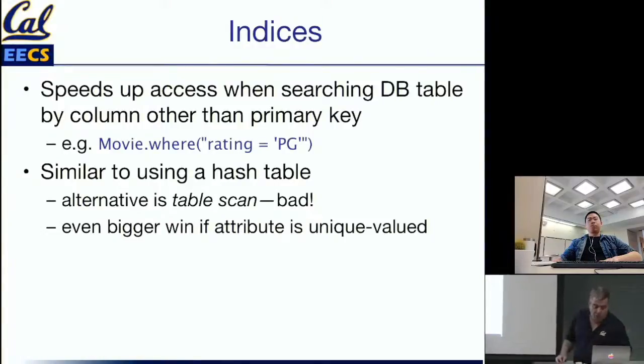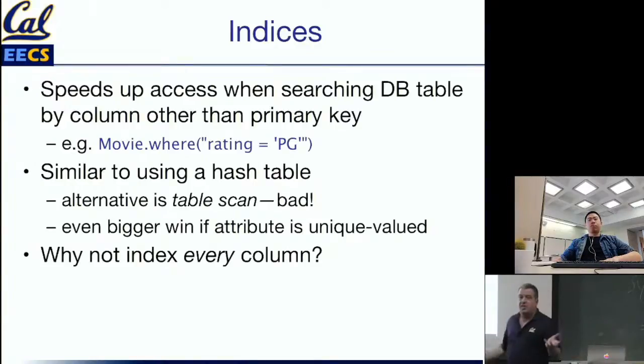So if indices are so great, why not just index every column? Why doesn't the database do this automatically, so you wouldn't have to think about it? Well, for one thing, it takes up more space.